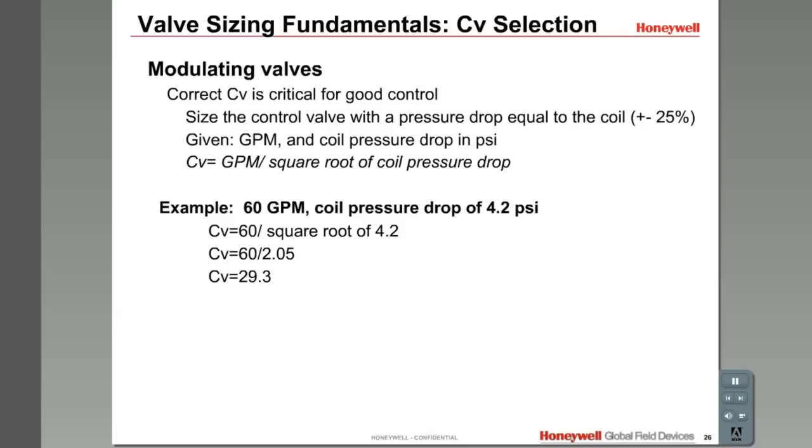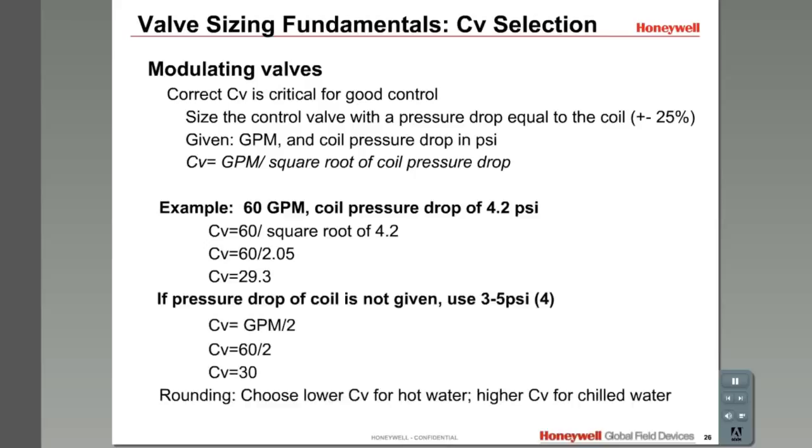Usually, the GPM is known, but the coil pressure drop may not be. In this case, size the control valve to have a pressure drop of 3 to 5 psi. Often 4 psi is used, as this makes the mathematics very easy, as the square root of 4 is 2. So the CV is found by dividing the GPM by 2.